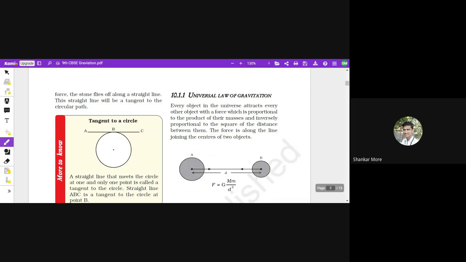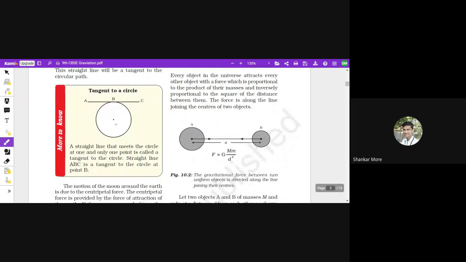This straight line will be tangent to the circular path. I hope you know what is tangent, right? So in this figure it is already shown there is a circle and there is a line touching it at only one point. Line AB is touching the circle at point B, one and only one point. So the line AC will be called tangent to that circle, right?